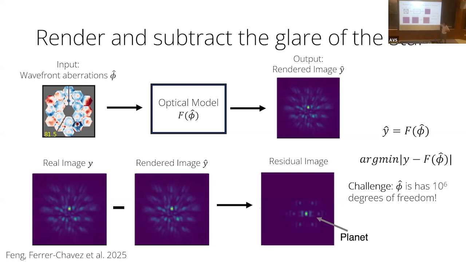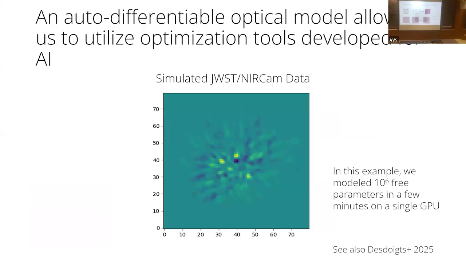It sounds easy until you realize phi hat has about 10 to the 6 degrees of freedom. So sometimes in astronomy, we model things with like 20 degrees of freedom, 20 parameters, and we start being scared about not being able to find solutions. Here, we're talking about millions of degrees of freedom. Fortunately, people in optimization, especially in artificial intelligence, have actually been working on this a lot. Neural nets have billions of degrees of freedom, and they have to figure out efficient ways to optimize them.